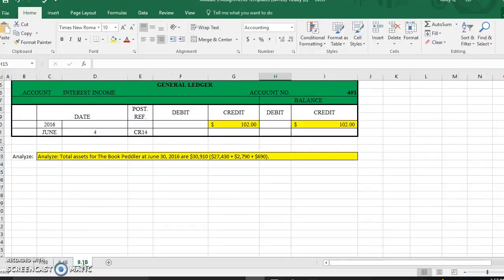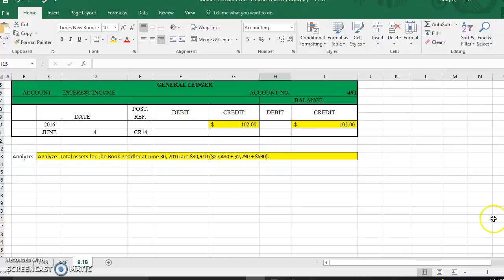And now on 9.1b. 9.1b is on page 312. Let's get there. Okay, so here on page 312, you are journalizing cash receipts and posting to the general ledger. So you're the Book Peddler, your retail store, you sell books, business supplies, such and such. And then your instructions are listed below with your general ledger accounts and then all of your transactions.